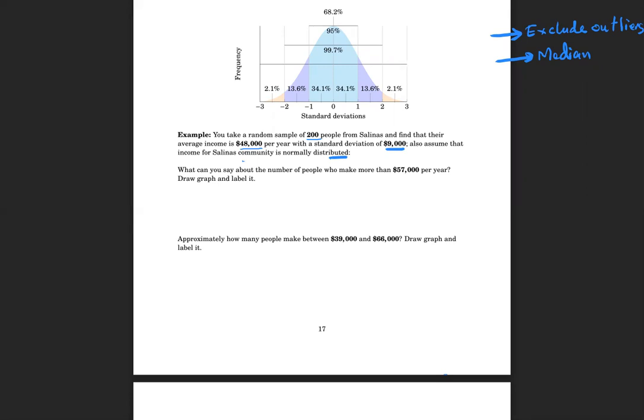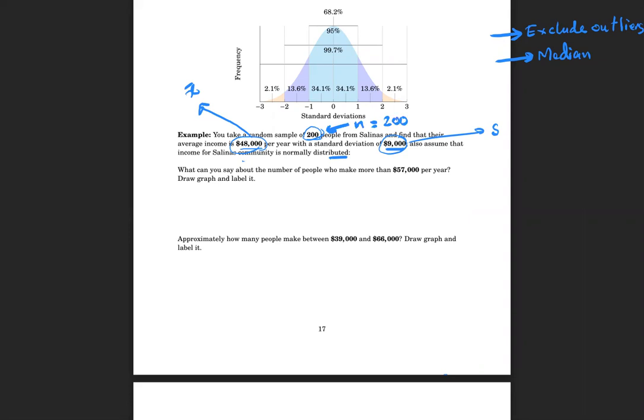So you took a sample of 200 people and found that their average is $48,000 per year, and the standard deviation of the data set, the sample standard deviation, is S. Remember, this is going to be your S, and this is going to be your X bar, because you took a sample and your sample size N is equal to 200.